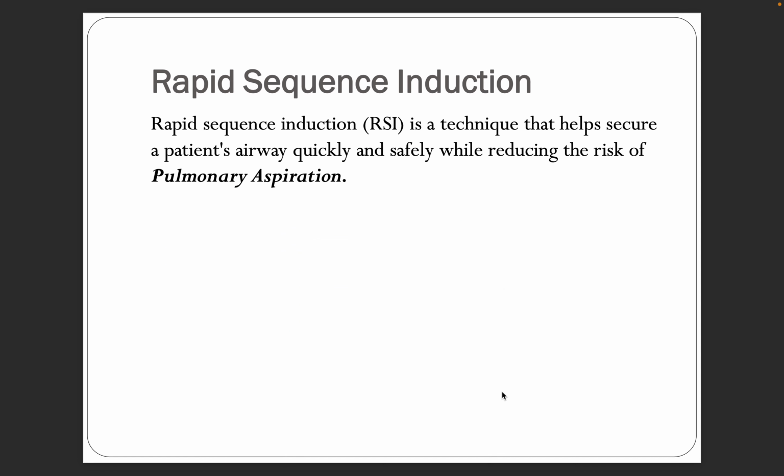So we are talking about the rapid sequence induction or rapid sequence intubation, which is a technique that helps secure a patient's airway quickly and safely while reducing the risk of pulmonary aspiration. So as I've already stressed, this is a technique mainly to prevent risk of aspiration, and it is obviously rapid.